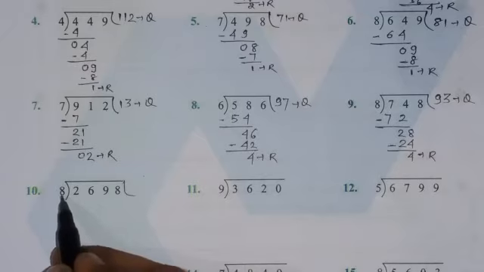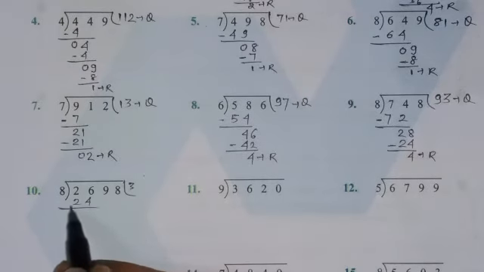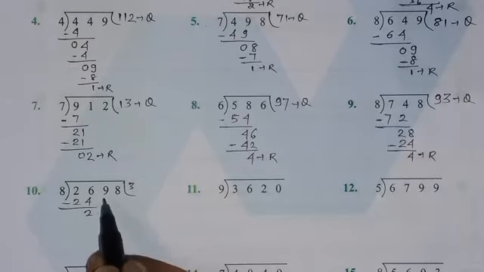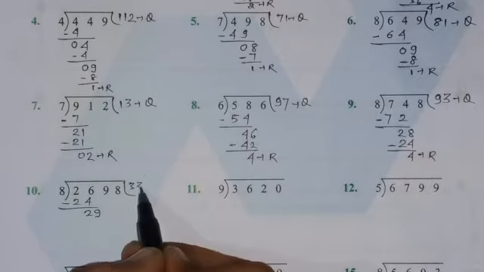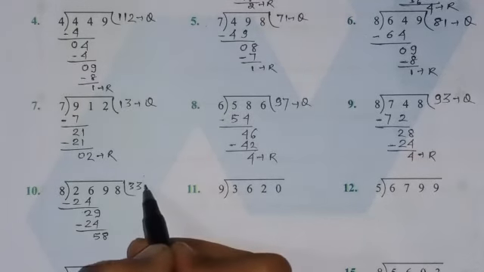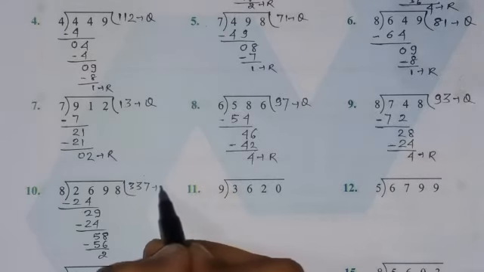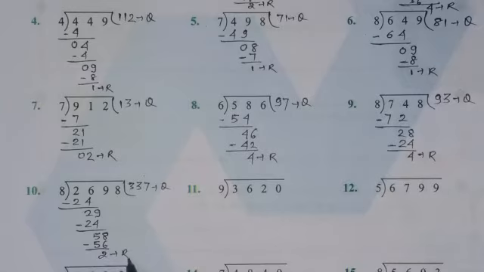On dividing by 8, 8 3s are 24. On subtracting you will get 2. Write down the next digit 9. Again 8 3s are 24. On subtracting you will get 5. Write down the next digit 8. 8 7s are 56. On subtracting you will get 2. So this one is quotient and this one is remainder.